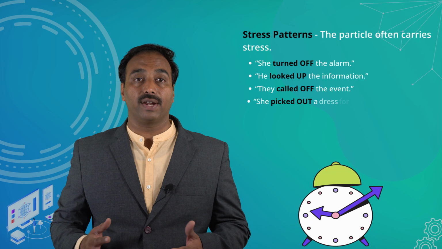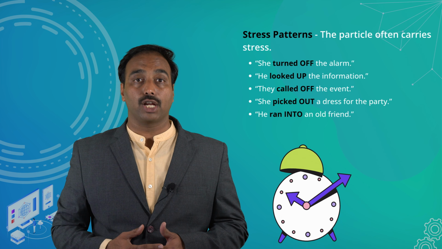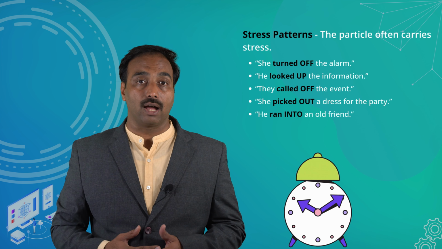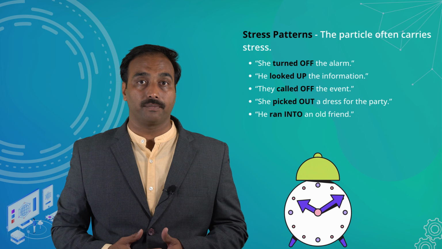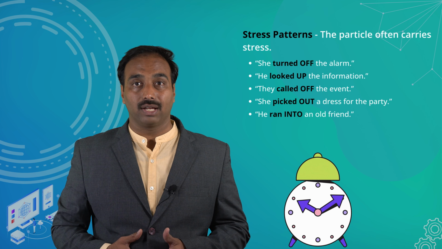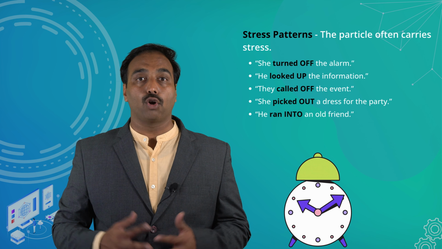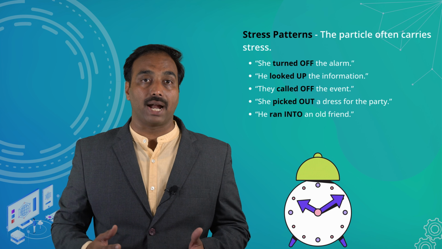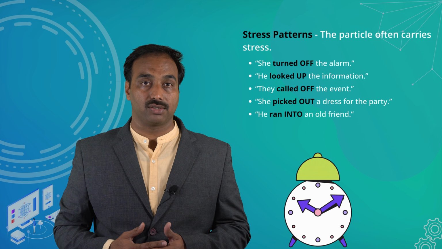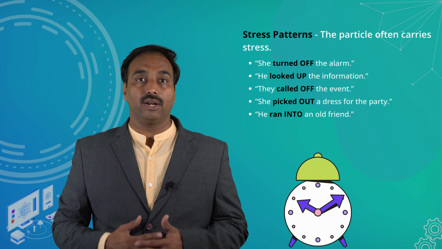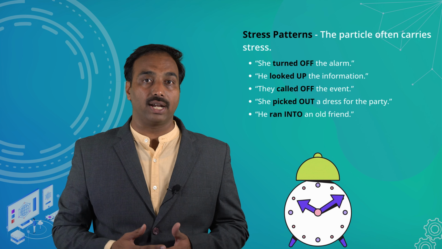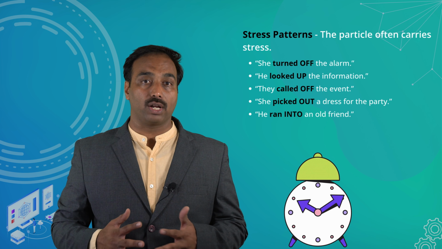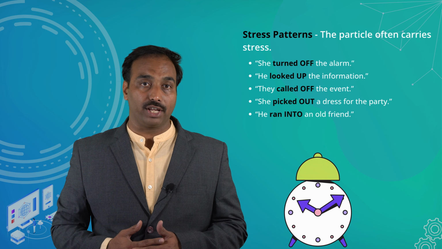Stress patterns. In phrasal verbs, the particle often carries the stress, which can alter the meaning or clarity of the expression. For example, she turned off the alarm. This means she deactivated the alarm. He looked up the information. It means he searched for the information. They called off the event means they cancelled the event. She picked out a dress for the party means she selected a dress. He ran into an old friend means he met an old friend unexpectedly. Proper stress placement is essential for conveying the correct meaning in spoken English or even in informal communication.